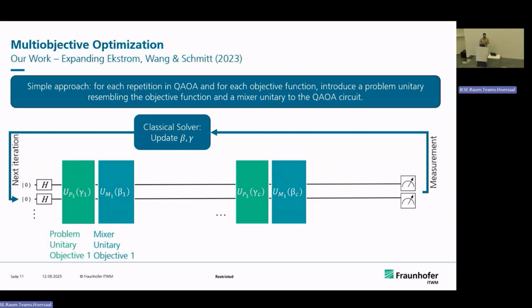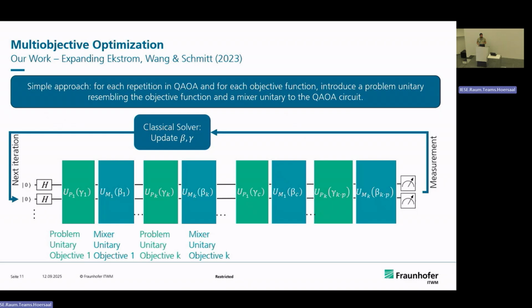But now what they are doing, and also what we are doing, is the following. You don't do that just for one objective, but you now have several objectives, so you just repeat this. So you have mixer and problem unitary for your k objective functions. This is one block, and then you repeat this p times. And you measure this, you have your betas and gammas, you have a whole lot more betas and gammas because you have this for each objective function, and you optimize this with a classical solver, and you do your iterations just as in normal QAA.